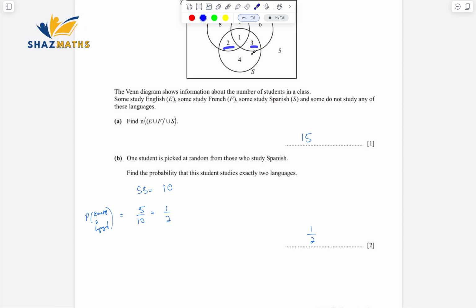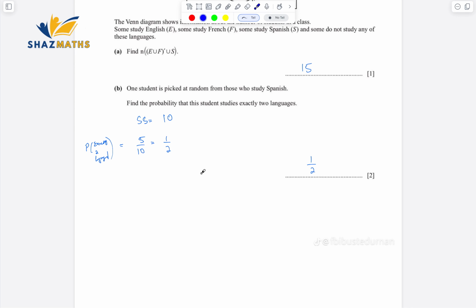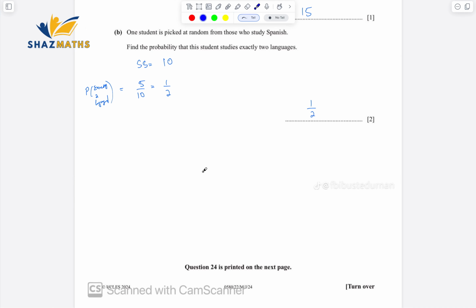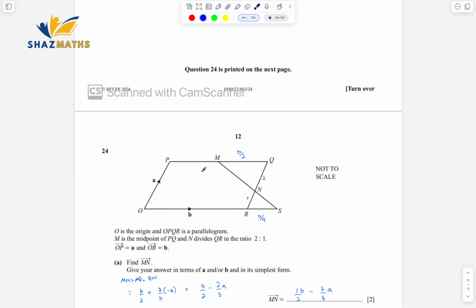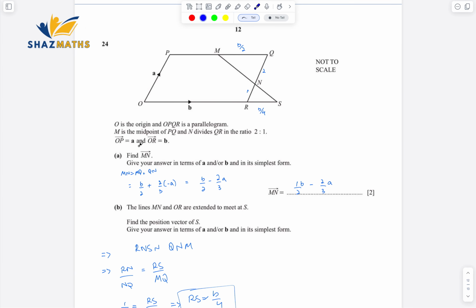Vectors. O is the origin, OPQR is a parallelogram. M is the midpoint of PQ. N divides QR in the ratio 2:1. This looks bigger, so I'm going to say this is 2 and this is 1. OP is A, OR is B. Find MN. I can go from here to here, then here to here, or I can go from here to here and from here to here. That's easier. So that is MQ. So MN equals MQ plus QN.